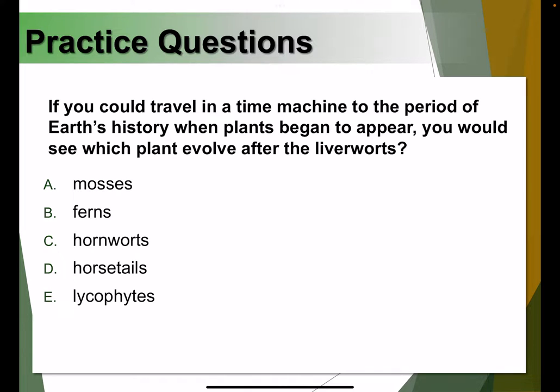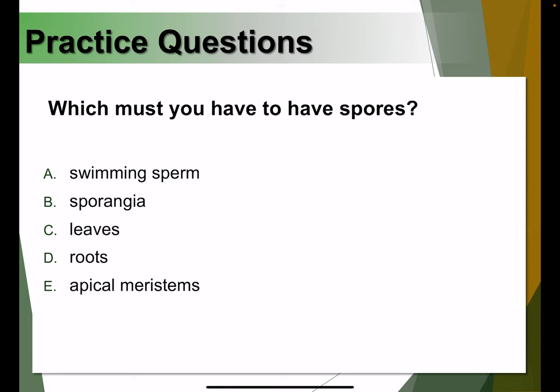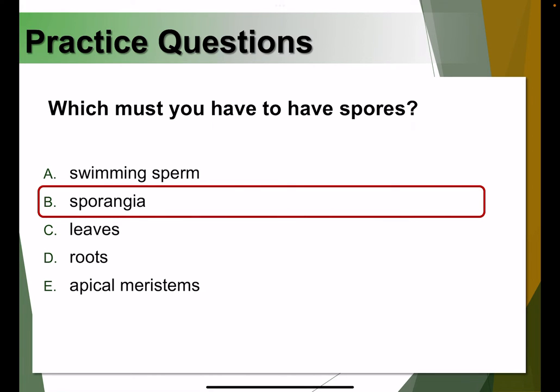So if you could travel in a time machine to the period of Earth's history when plants began to appear, you would see which plant evolved after the liverworts? So this goes back to the phylogenetic tree we saw earlier that is proportional, where the branch length is proportional to time. So you would look where the liverworts are and then look at what's next, which should be mosses. What must you have to have spores? Sporangia, because it is sporangia that produces spores. And that's all I have for you for chapter 29.